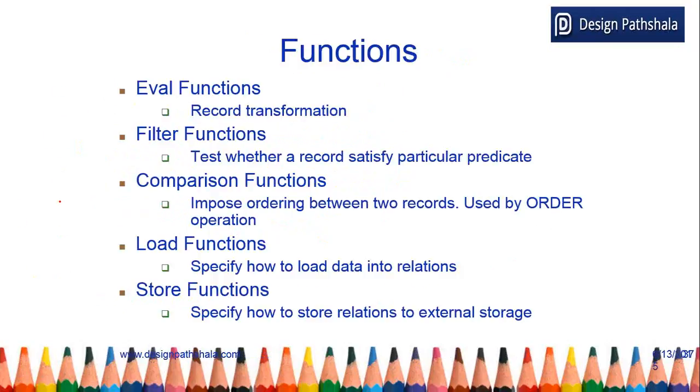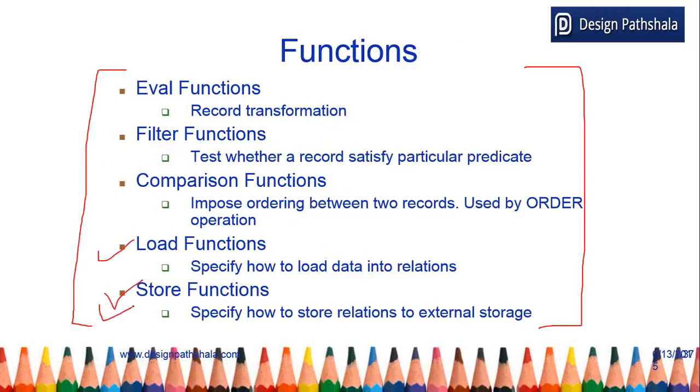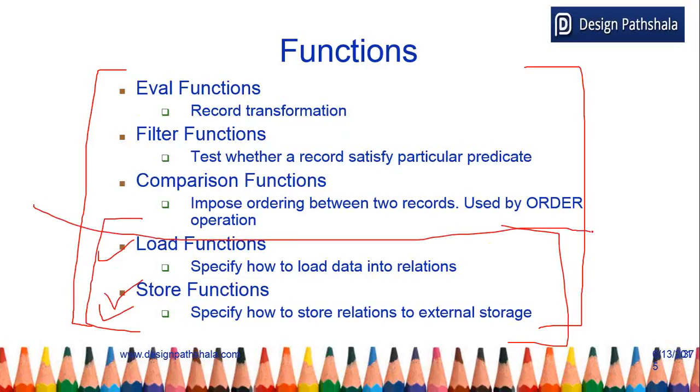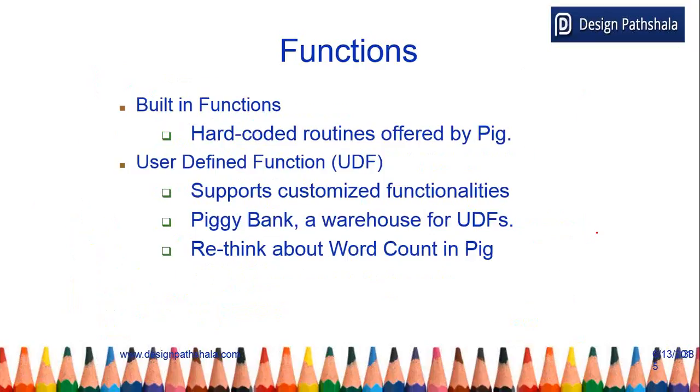Pig functions. We have looked at these functions somewhat, but let's look at them in detail. Eval, filter, comparison: these are the different categories into which you can segregate your functions. Eval, filter, comparison of two things, and load and store. These are operations on the file, and the upper ones are on the data.